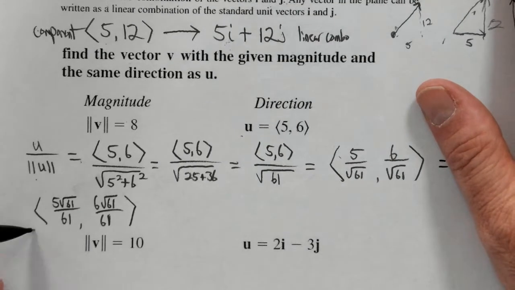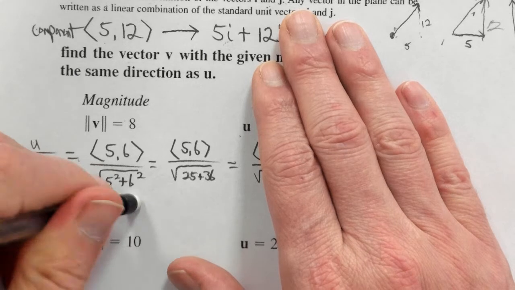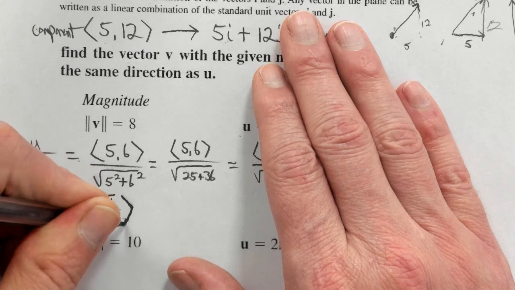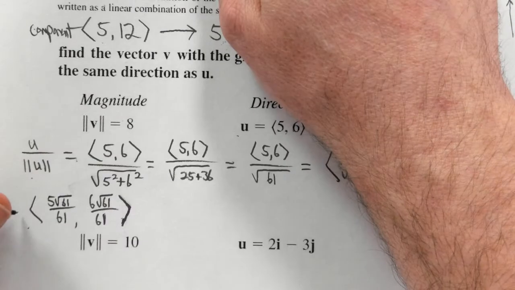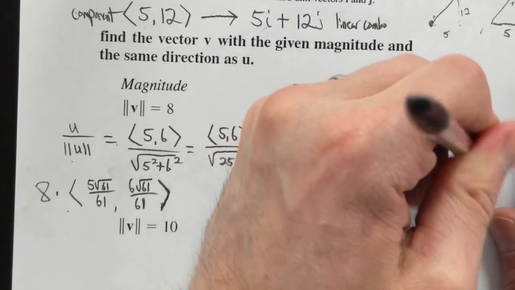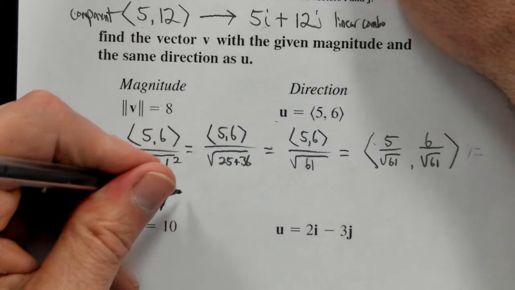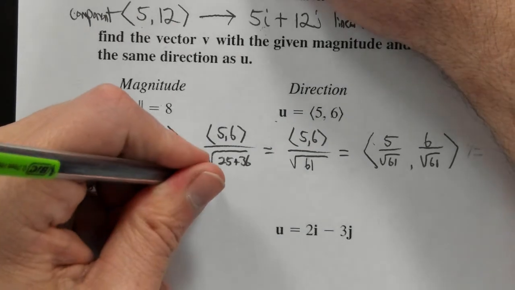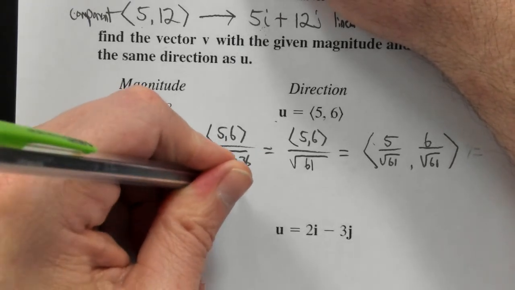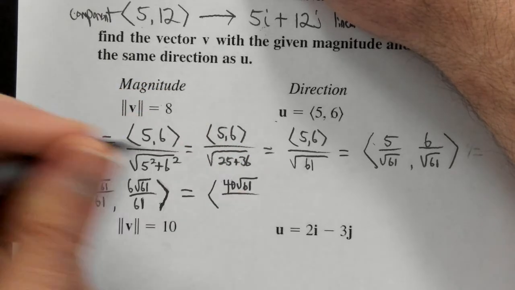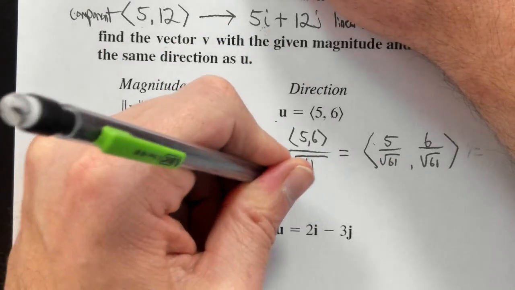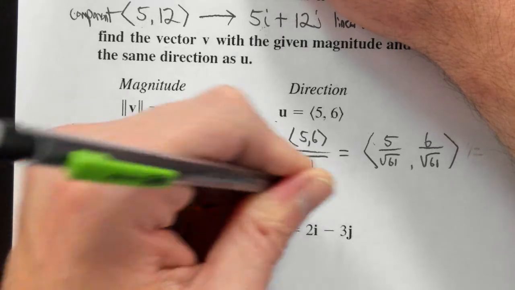Now I took it down to the unit vector because once I have it down to 1, I can multiply it by the correct scalar. So now I can take it and multiply it times 8, which would give me this. 8 times 5 is 40, so that's 40 square roots of 61 over 61. And 8 times 6 is 48, so 48 square roots of 61 over 61.